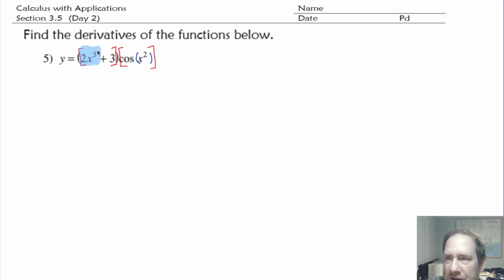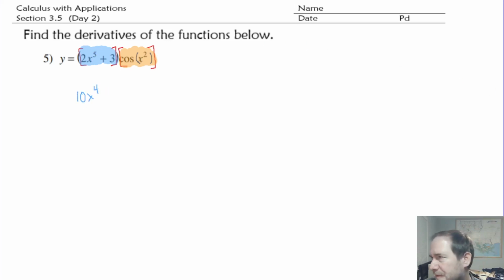So if I kind of highlight this, our first factor is the blue, and our second factor is the orange. So if we go to do the product rule on this, then the product rule says to do the derivative of the first factor. So I'm differentiating the blue to get 10x to the 4th.